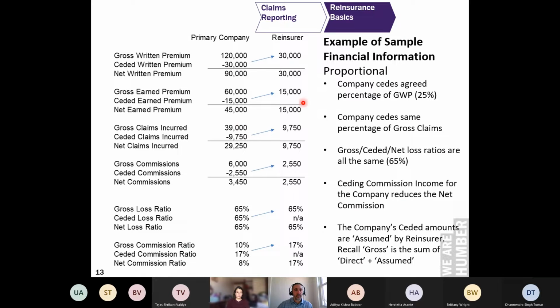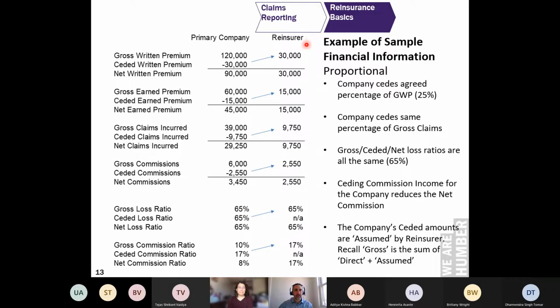Okay, so here's the example for proportional. And I'm showing what we generally look at, the primary company. And then I'm also showing for the first time here what the reinsurer is recording, just so you could see that relationship. This is an example where we're ceding out 25%. So the insurance company is going to be recording their premiums, and then they're going to be ceding out their 25%. Their net premium is gross less ceded is their net.